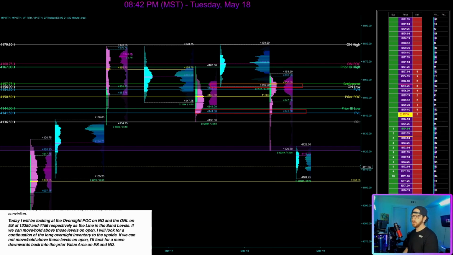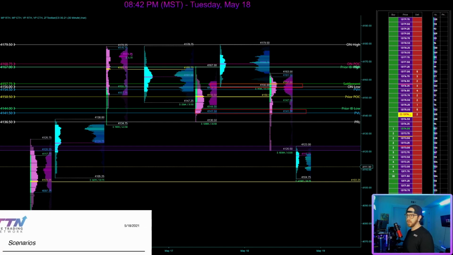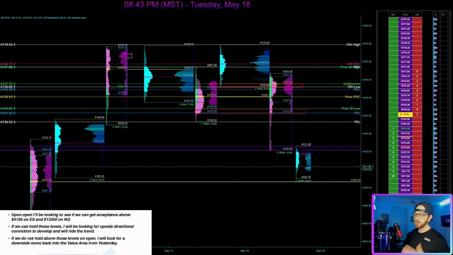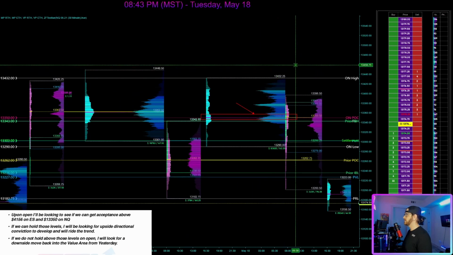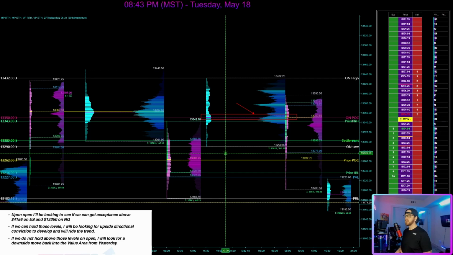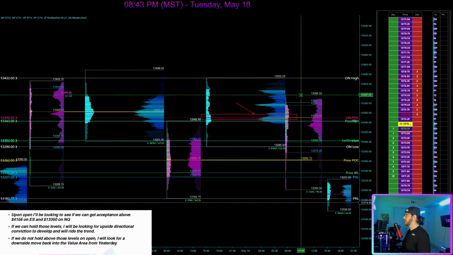So let's scroll down. I will reiterate just my little bit of analysis here. Upon open, I was looking to see 41.56 hold on ES, and I was looking for 13,350 to hold on NQ. Again, on ES, that was the overnight low, and on NQ, that was the overnight point of control. If we could hold those levels, I was looking for that upside continuation. We did not get that upside continuation.